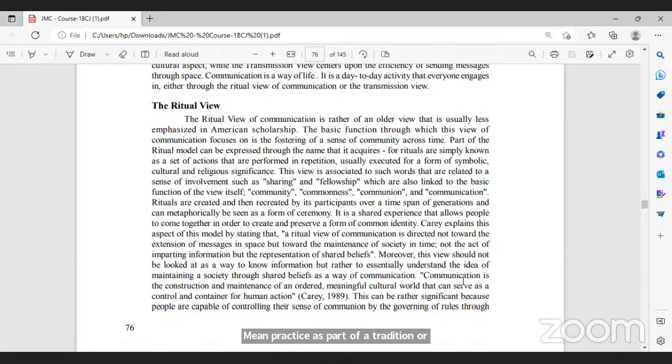A ritual view of communication is directed not toward the extension of a message, but toward the maintenance of society. It is not the act of imparting information, but the representation of shared beliefs. So we see that this view should not be looked at as a way to know information, but rather to understand the idea. When we are talking about the ritual view, it is basically an idea that tries to maintain our society through shared beliefs as a way of communication.